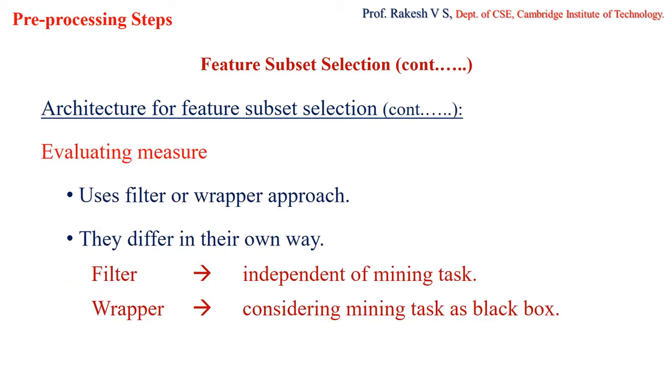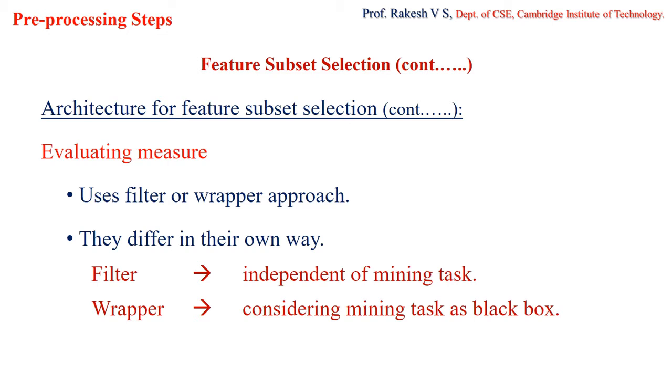evaluating measure. So we will consider filter or wrapper approach. Both evaluate subsets, but the way in which they do it is different. So here we are going to select either the filter approach or the wrapper approach, and these two working procedures are different. In case of filter approach, it finds the subset independent of the data mining task, whereas in case of wrapper approach, it finds the subset by considering the data mining as a black box approach. Black box, this we have seen earlier, right? So here either one of these will be considered as the evaluating measure. Either we will be using filter approach or we will be using wrapper approach. Okay, that is the evaluating measure.